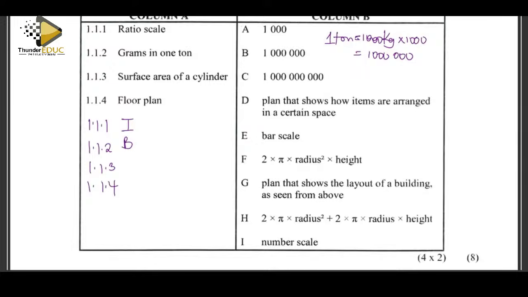Okay. The surface area of a cylinder. Now this is why I told you to know the formulas in your head. Here we have 2 formulas that look alike, but this one is for the volume of a cylinder, whereas this is the surface area. So the answer here is supposed to be H.